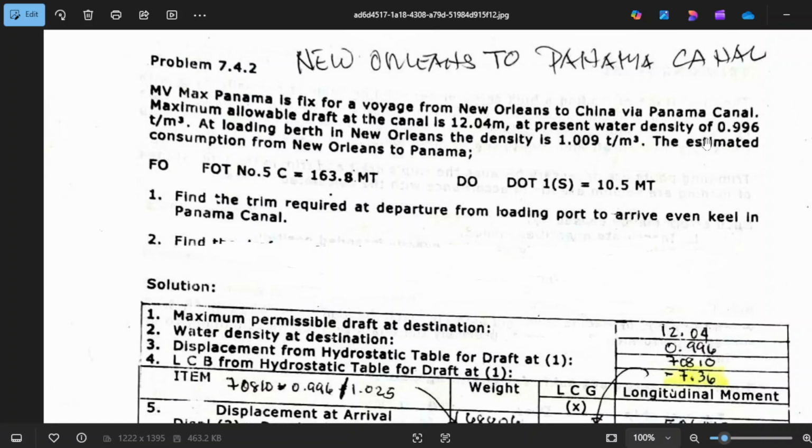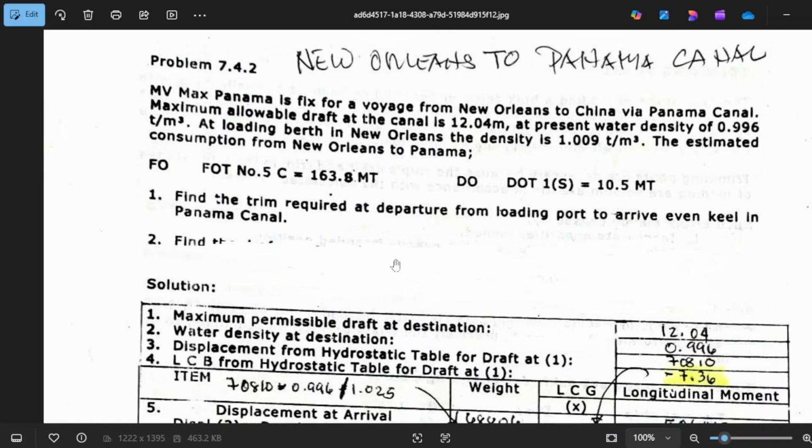At present, the water density in Panama is 0.996. At the loading berth in New Orleans, the density is 1.009 tons per cubic meter. The estimated consumptions from New Orleans to Panama are the following: FOT number 5 is 163.8 metric tons and diesel oil is 10.5 metric tons. Question number 1: find the trim required at departure from the loading port to arrive even keel in Panama.